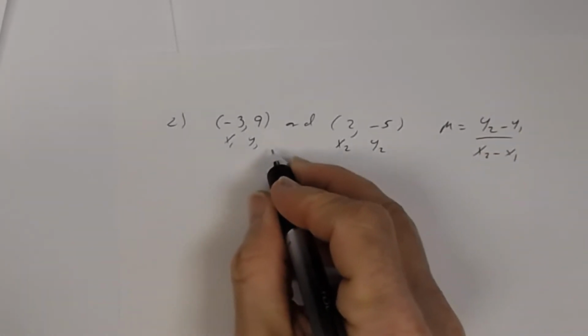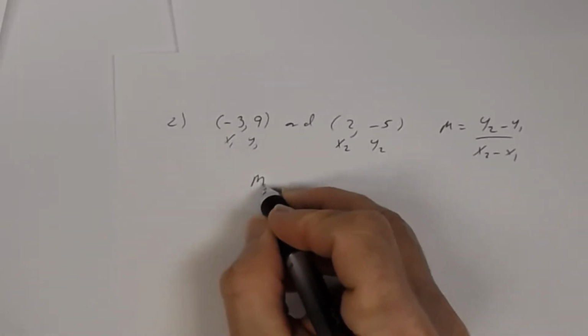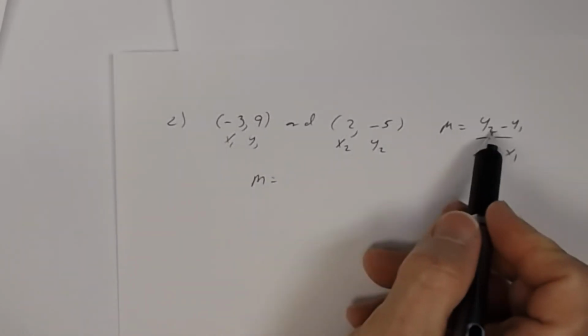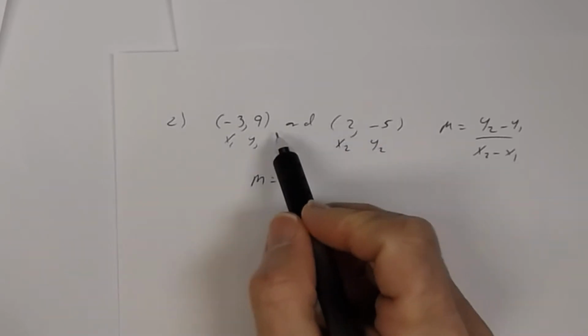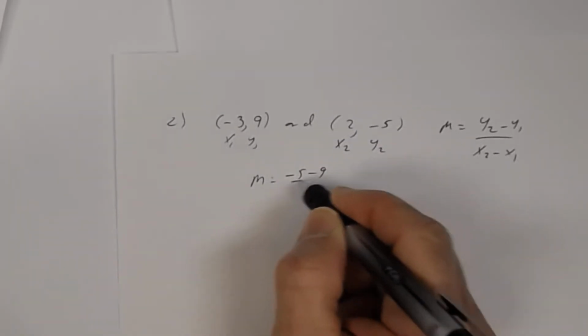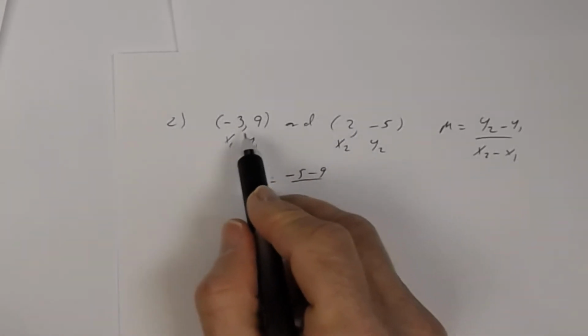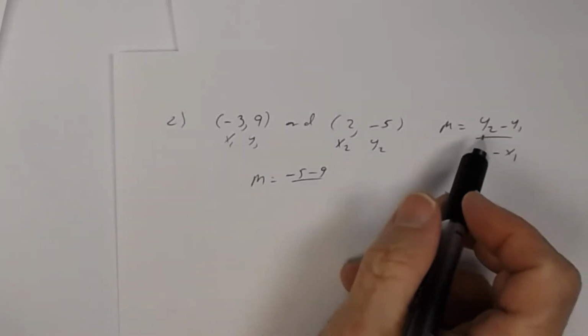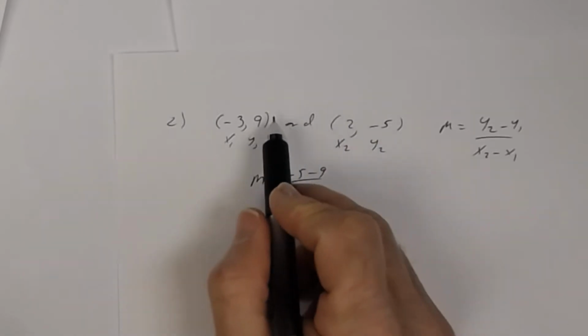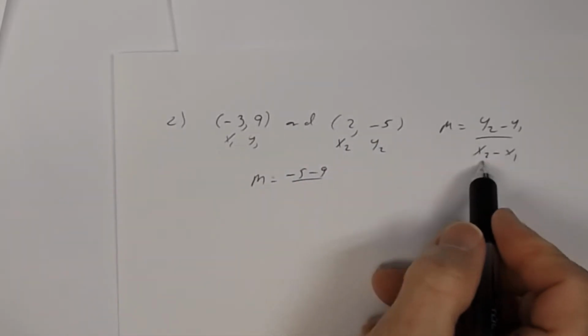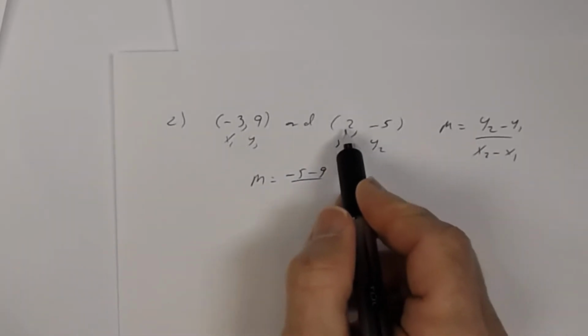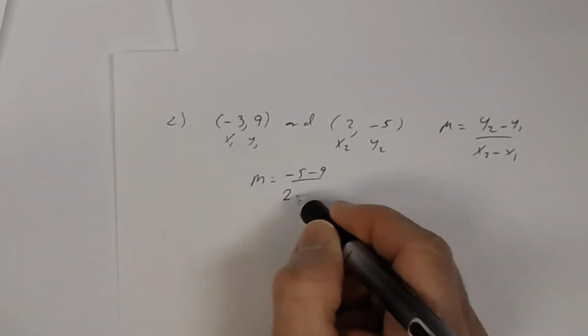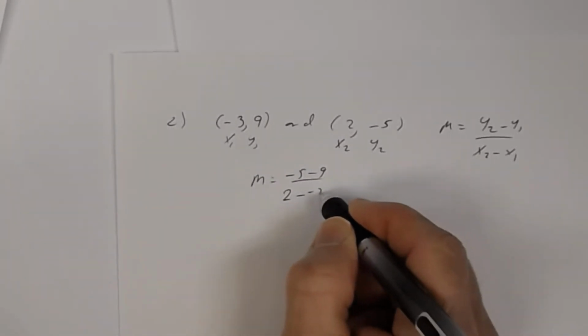So the slope of this line that contains these 2 points is going to be, and let's start with y2. So we're going to say -5 subtract 9. Make sure you do this correctly. Some students get the coordinates mixed up. Remember, it's the y coordinates. So -5 subtract 9 divided by, if I started with -5, I must start with 2. So 2 subtract a -3.